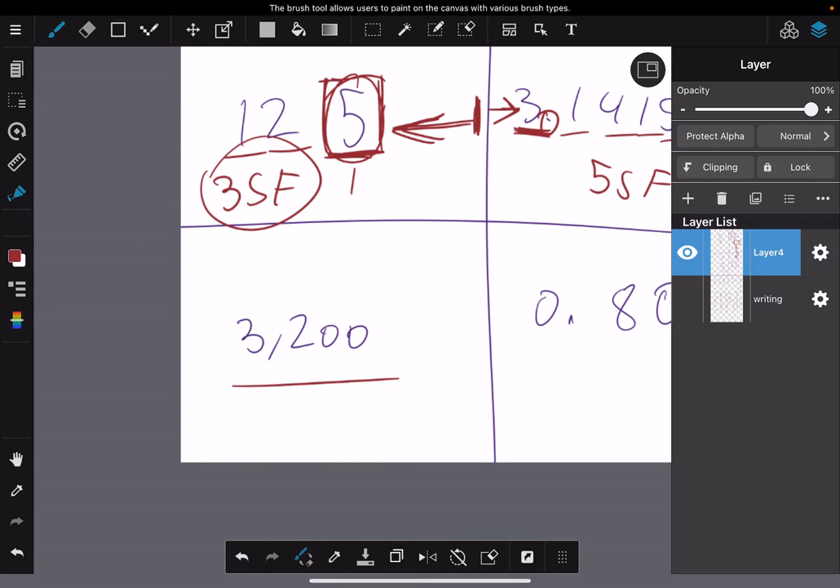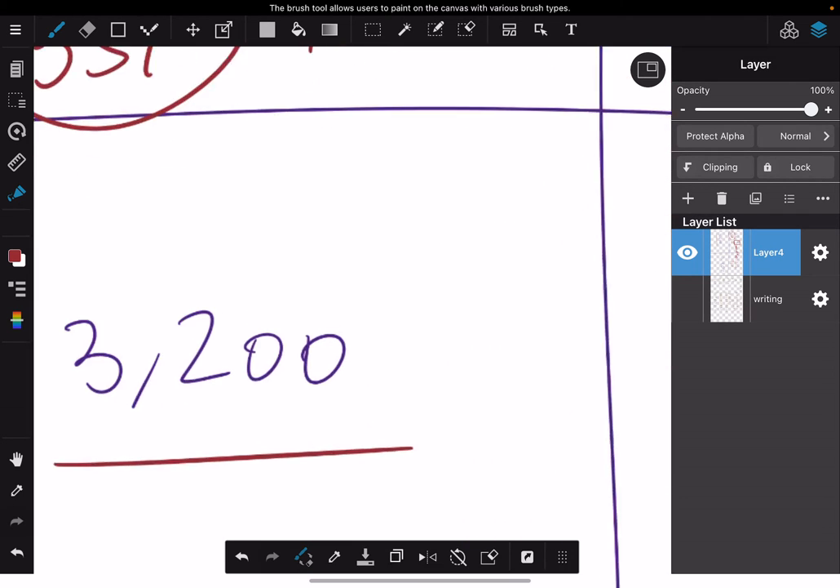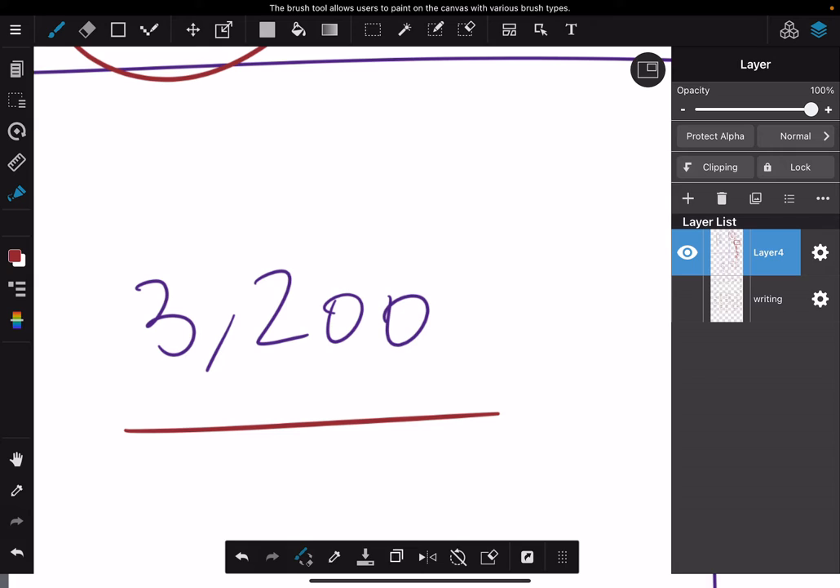Now we'll do this number here, 3,200. It does not have a decimal. It's just empty space. Boring, boring, boring. So we're going to start at the right and find our first non-zero digit. This is a 0, so it's meaningless. This is a 0, so it's also meaningless. Bye-bye.